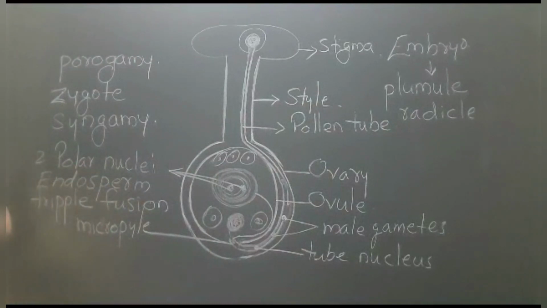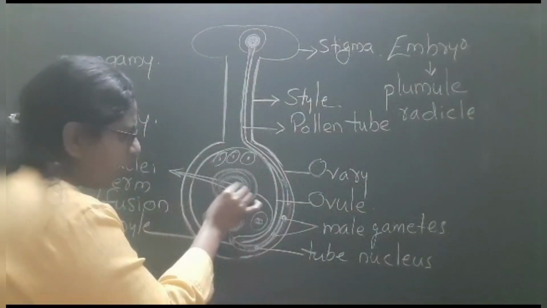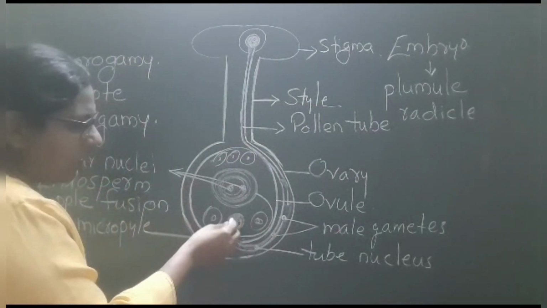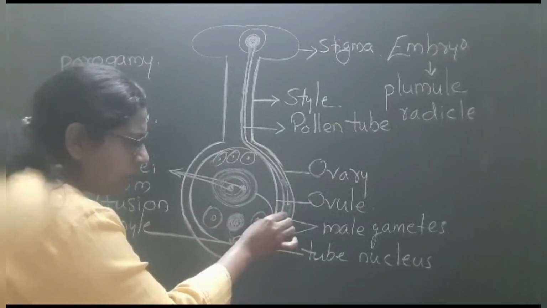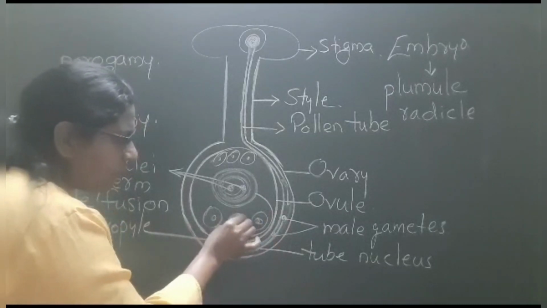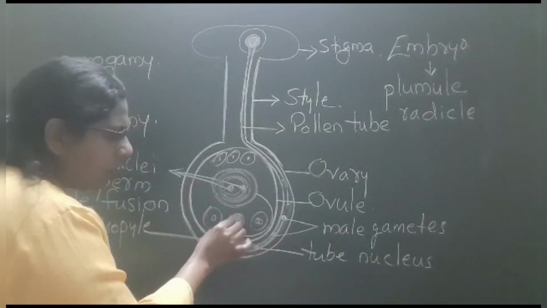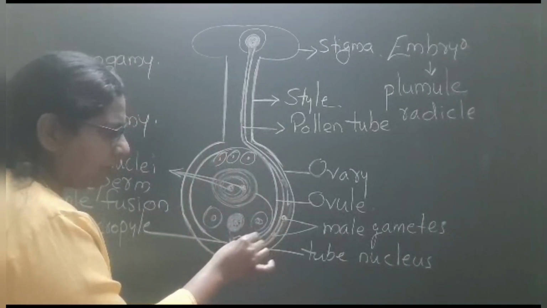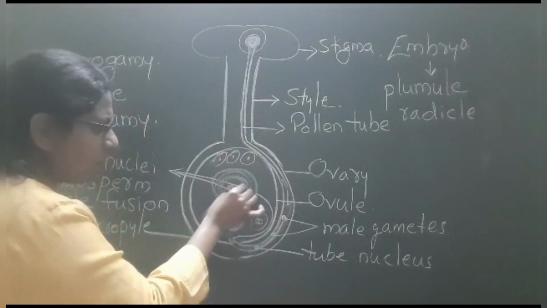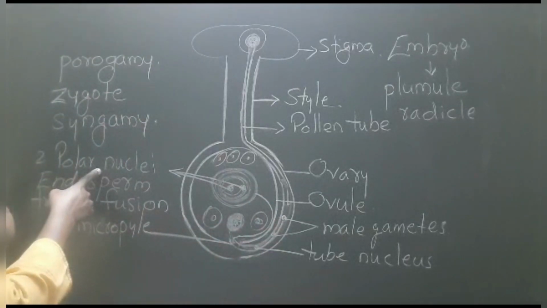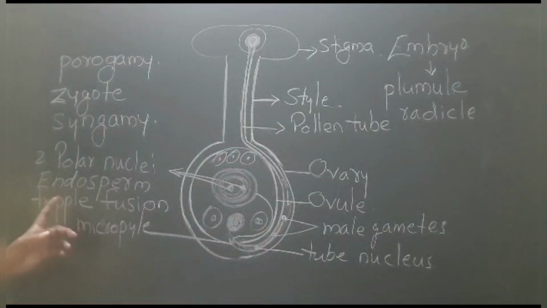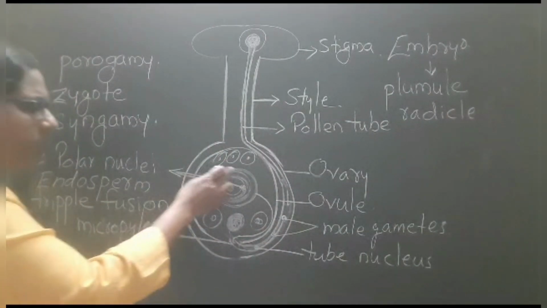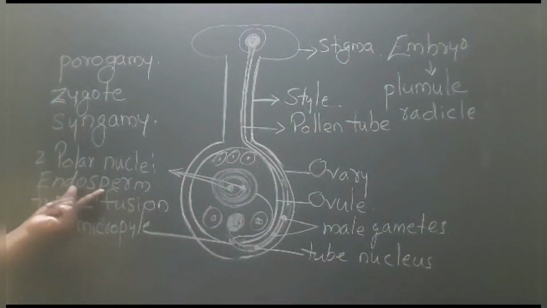Once again, there are two polar nuclei here. After fusion, one male gamete fuses with the egg here, with the female gamete. Then there is one remaining male gamete. That male gamete fuses with these two polar nuclei. That process is called triple fusion. After fusion, it forms endosperm.